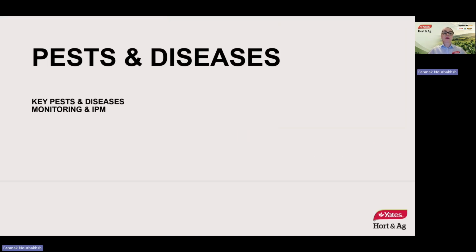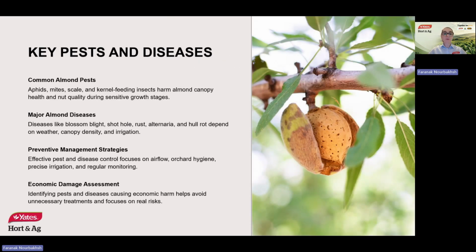Today's session, we will discuss key pests and diseases in almond, as well as the monitoring and IPM strategy. Aphids, mites, scale insects, and kernel feeding insects are common almond pests, and the very sensitive stage is when we have kernel fill and close to harvest time. They will affect the yield and, of course, crop quality.